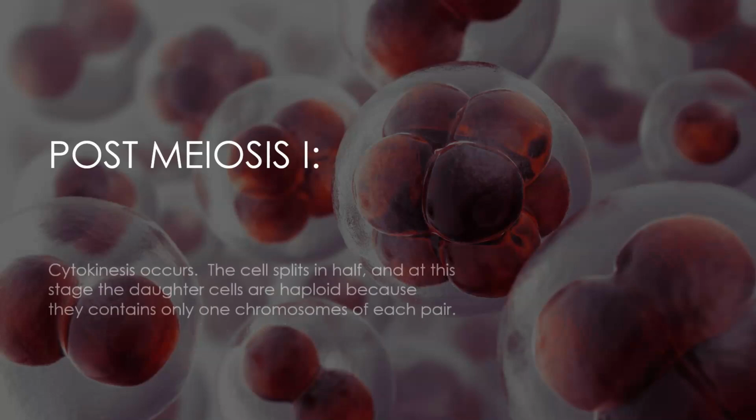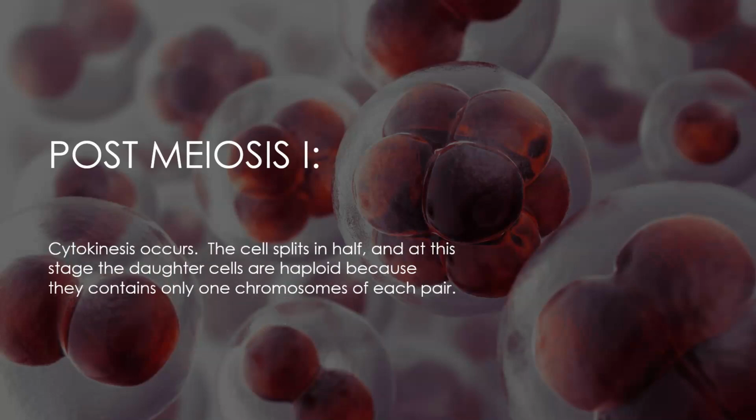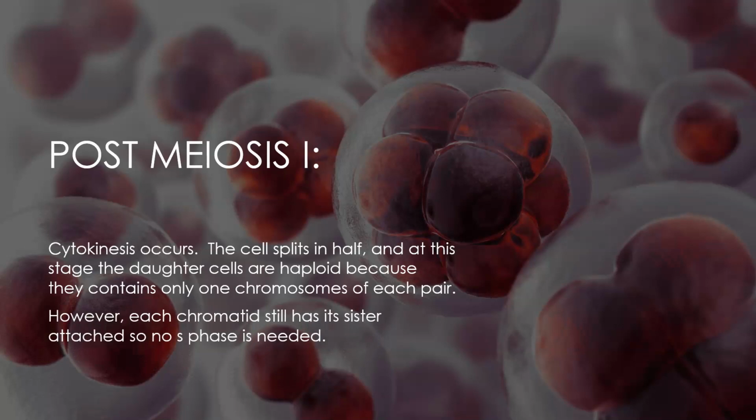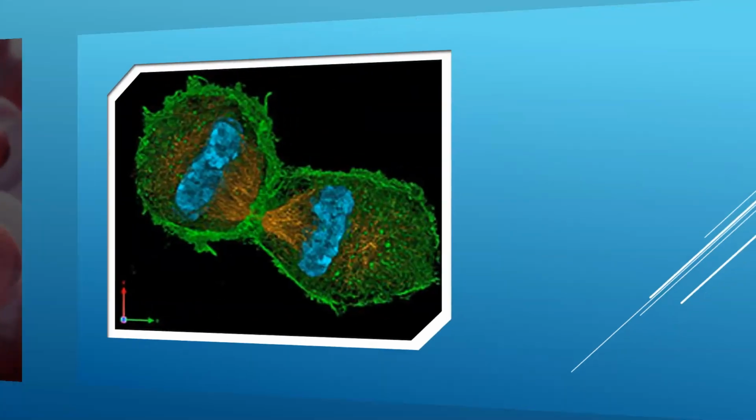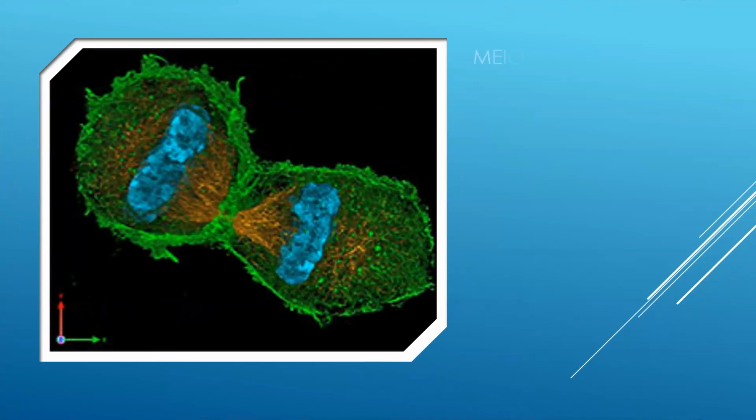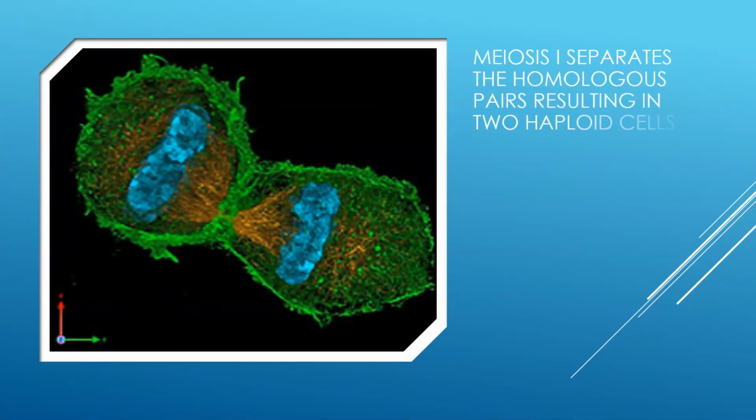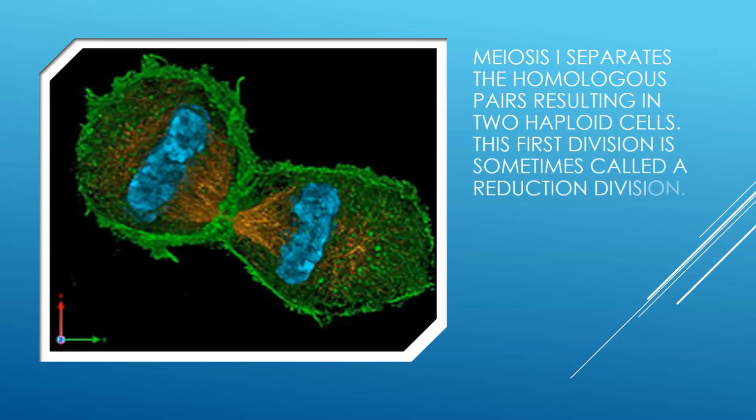Okay, so after meiosis 1, cytokinesis occurs. So the cell splits in half, and at this point the daughter cells are haploid because they contain only one chromosome from each pair. However, each chromatid still has its sister attached, so no S phase is required. So the point of meiosis 1 is to separate the homologous pairs, resulting in 2 haploid cells. This is the first division, and it's sometimes called a reduction division.